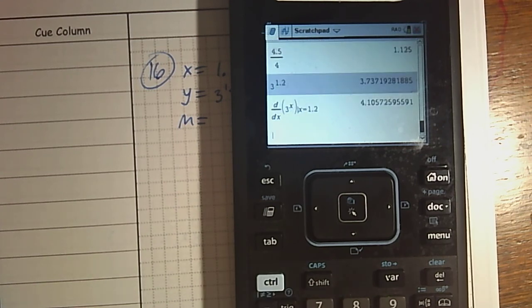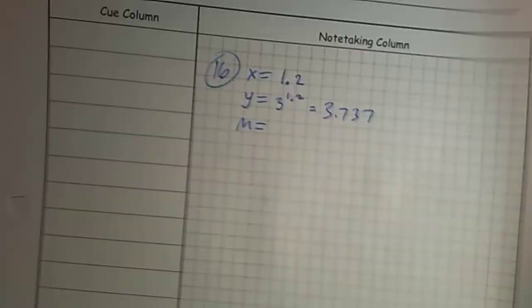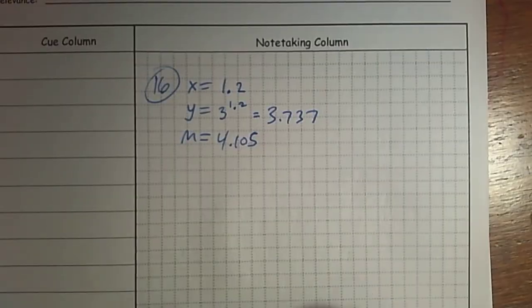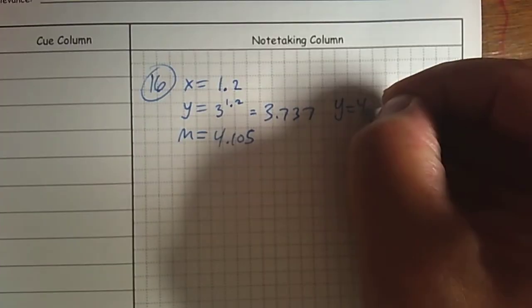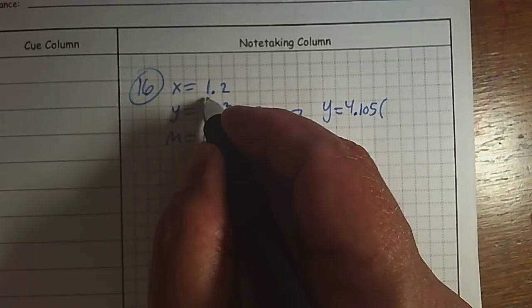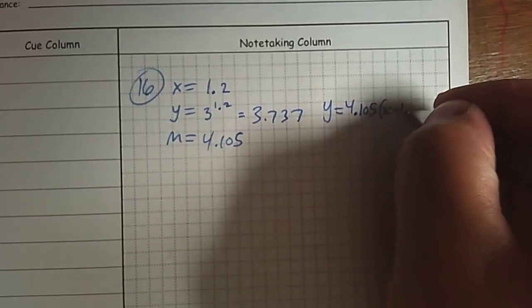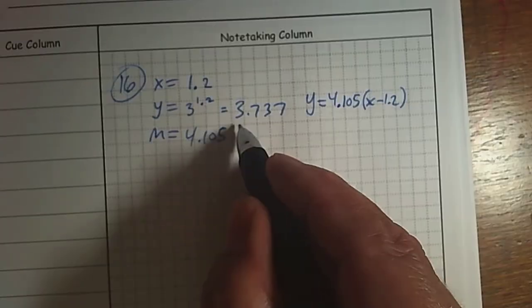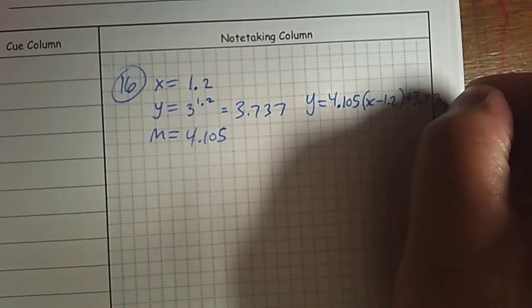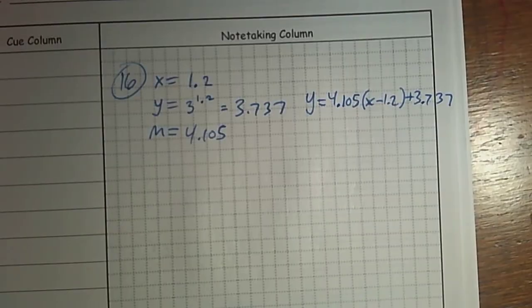Control enter, again, 3 decimal places, so it's 4.10. It's okay to truncate. You don't have to round. 105. And then how would you put that together as an equation of a line? You go y equals 4.105. You'd say change the sign, x subtract 1.2, and then keep the sign plus 3.737. Done.